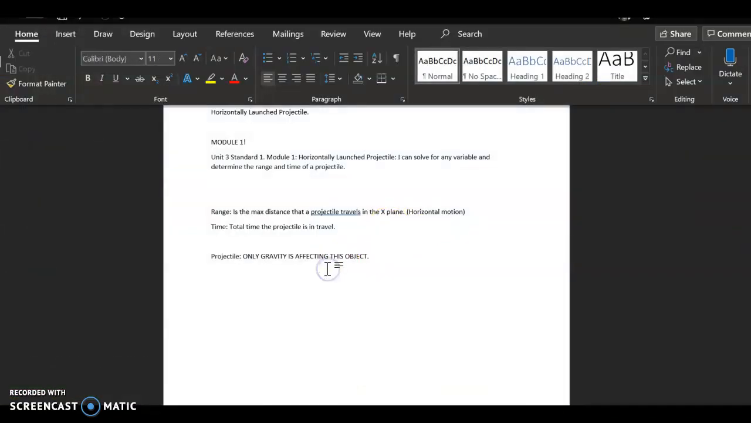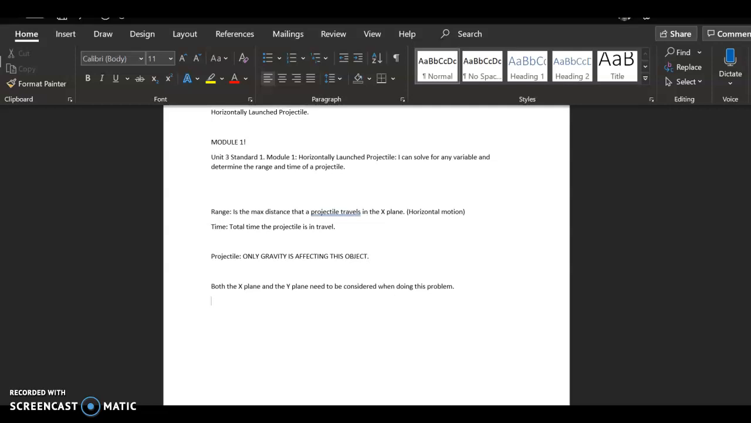So in order to do this problem, both planes, both the x-plane and the y-plane, need to be considered when doing this problem. Okay? We need to consider what's happening as it's moving left to right and what's happening as it's going up and down. Well, we already know this.